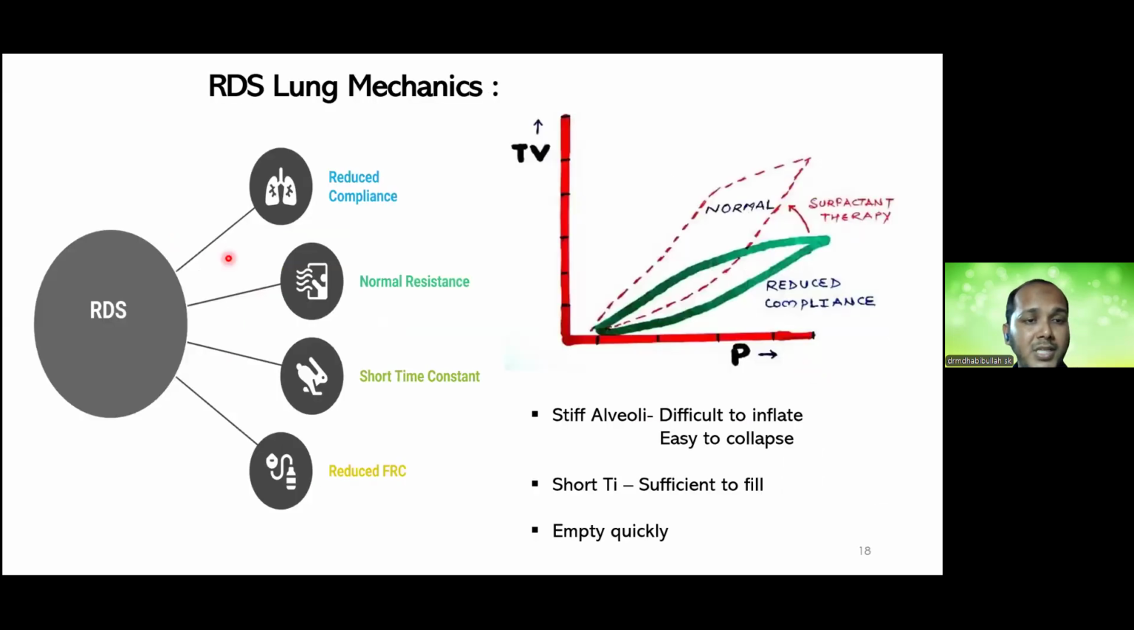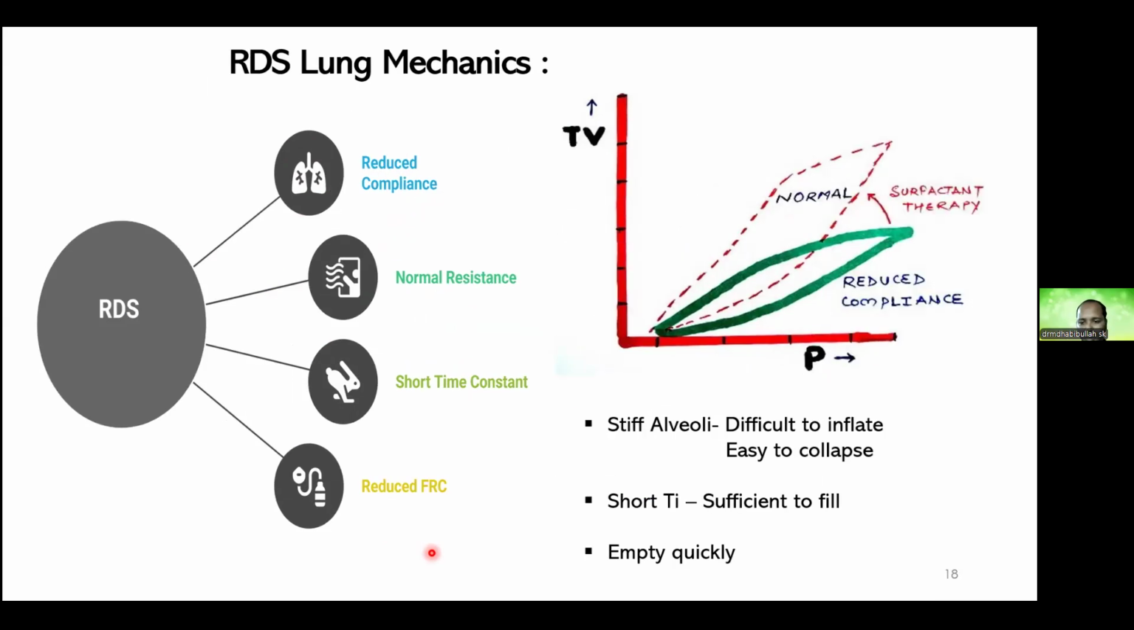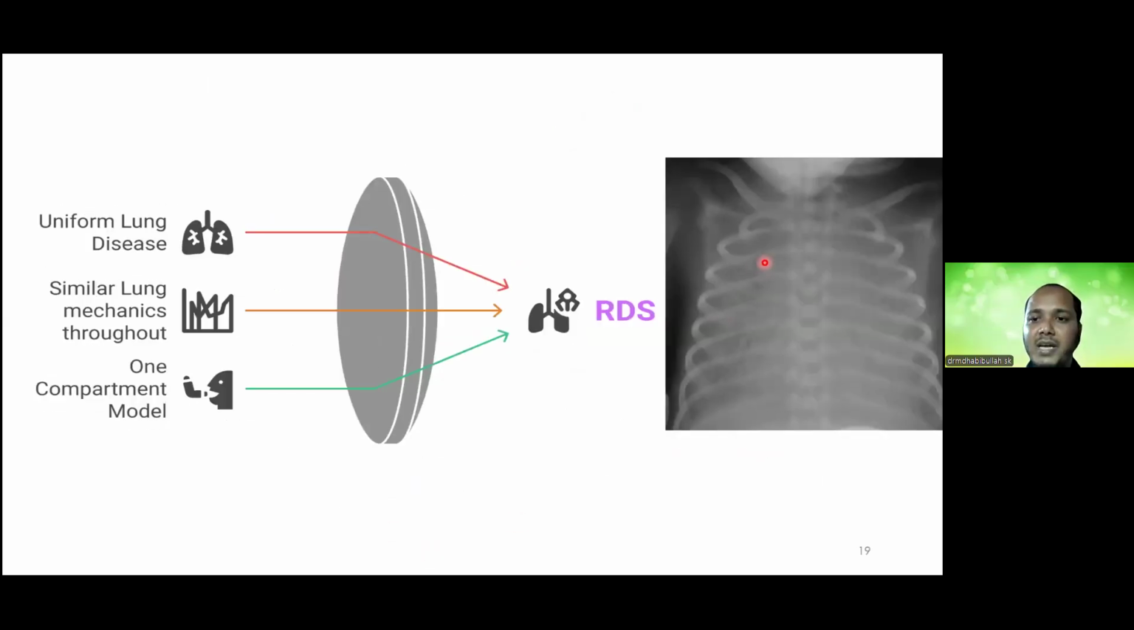So you will get an RDS baby with lung mechanics of reduced compliance. In mild to moderate RDS, the resistance will be normal, but in severe RDS, resistance may be increased. So the time constant will be short and FRC is reduced. So you are basically dealing with alveoli that are very easy to inflate, and at the same time very easy to deflate also. So RDS is basically a uniform lung disease, that is, all over the lung the dynamics are the same. So it is basically a one-compartment model.